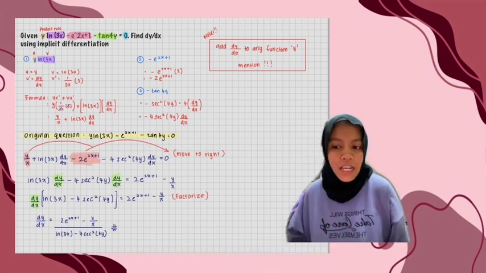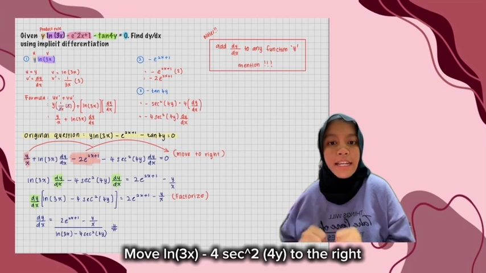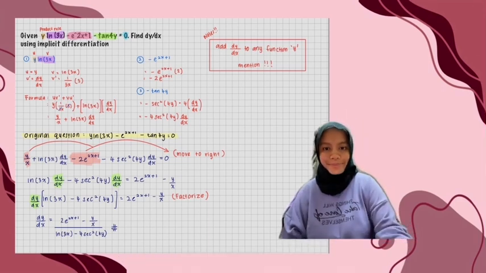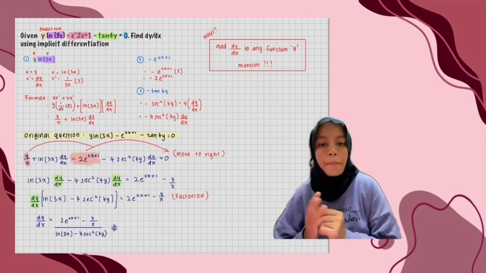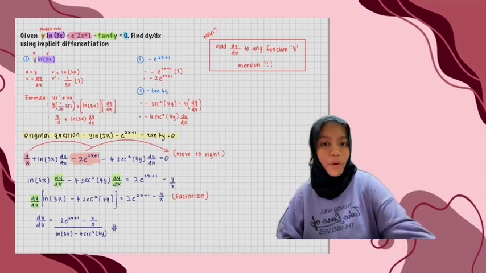The next step is to move ln 3x minus 4 sec squared 4y to the right. And then you will get the answer: 2e to the power of 2x plus 1 minus y over x, divided by ln 3x minus 4 sec squared 4y.